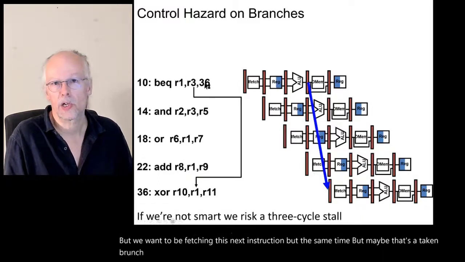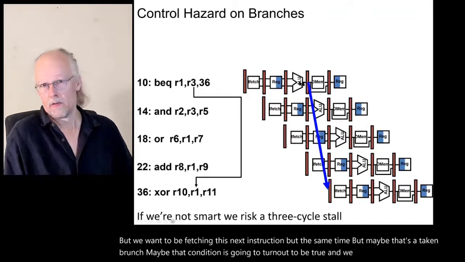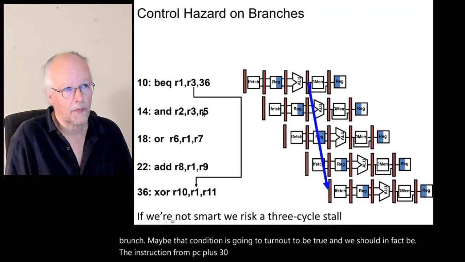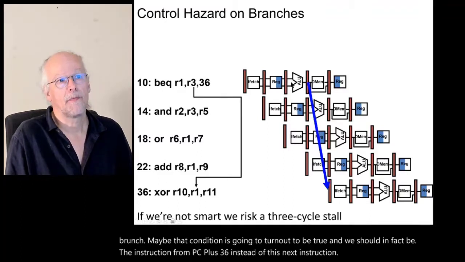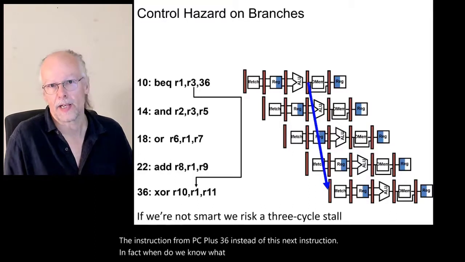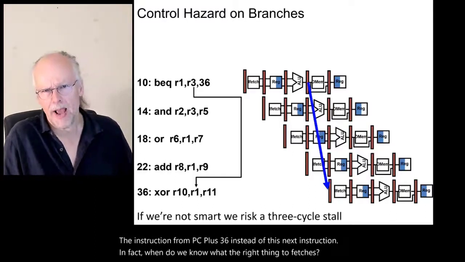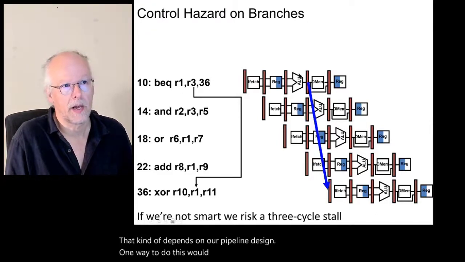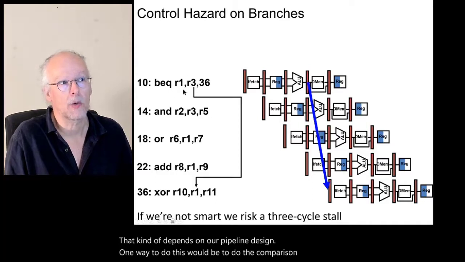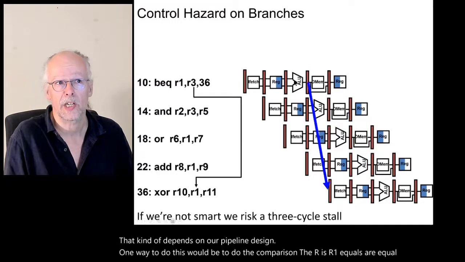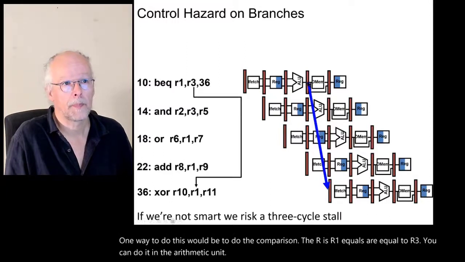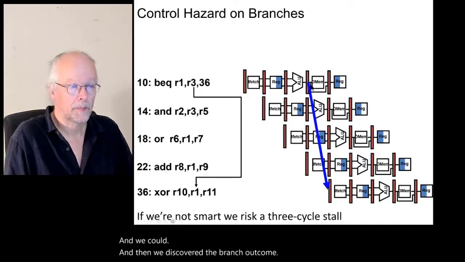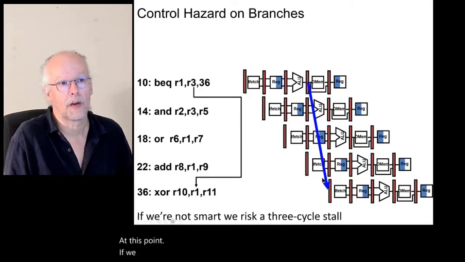Maybe that condition is going to turn out to be true, and we should in fact be fetching the instruction from PC plus 36 instead of this next instruction. In fact, when doing the right thing to fetch is? Well, that kind of depends on our pipeline design. One way to do this would be to do the comparison, is R1 equal to R3, in the arithmetic unit, and then we discover the branch outcome at this point. If we did that, we suffer a really bad stall.